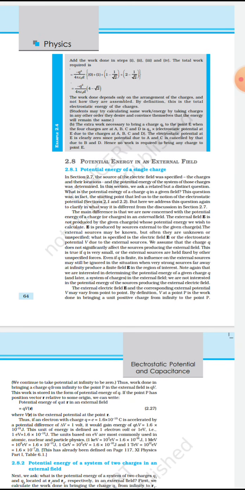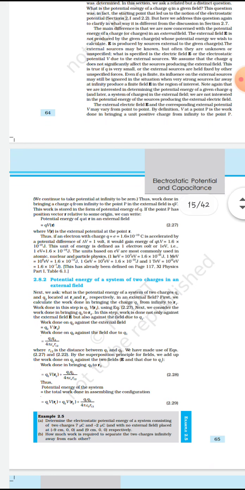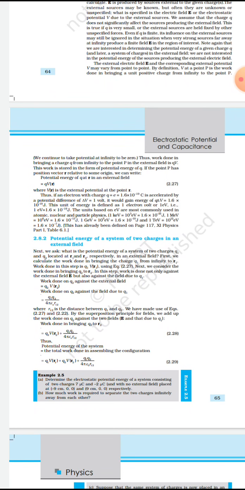Okay, so now the work done in bringing a charge q from infinity to the point P in the external field is q times V. Let's take the potential as V of r, and if the point P has position vector r, then the work done is q times V of r.